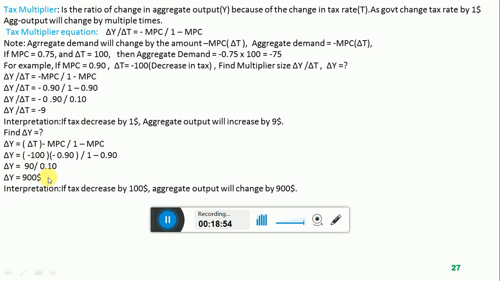I am again repeating the interpretation: if the government of Afghanistan decreases tax by $100 million, aggregate output will change by $900 million.